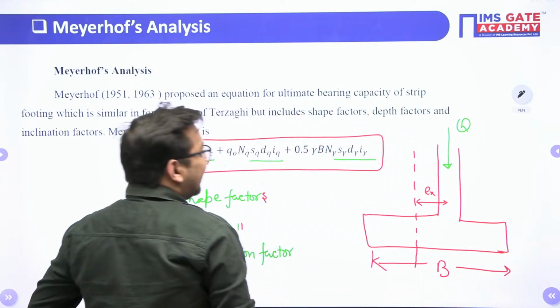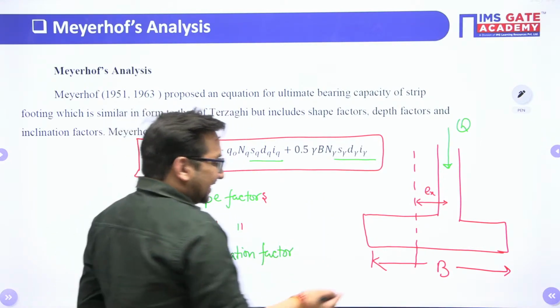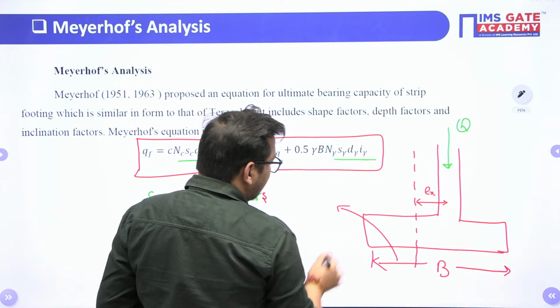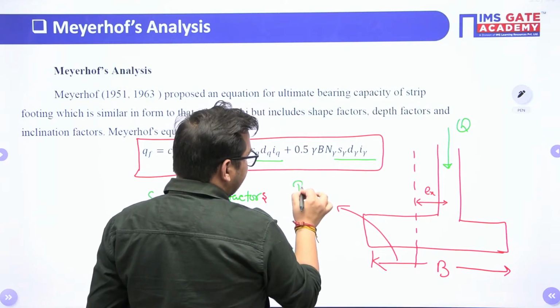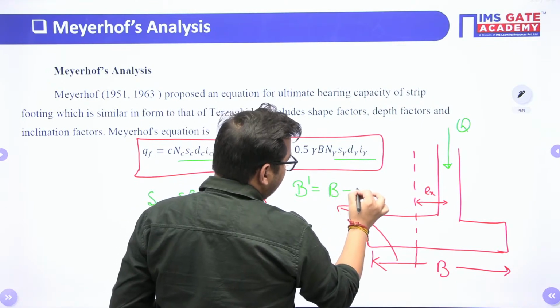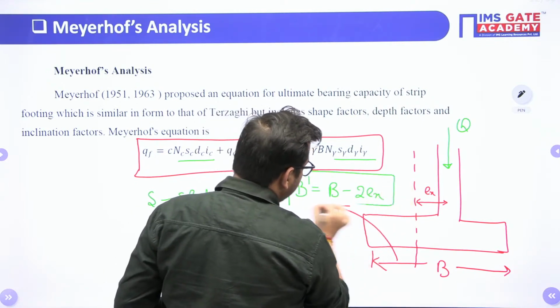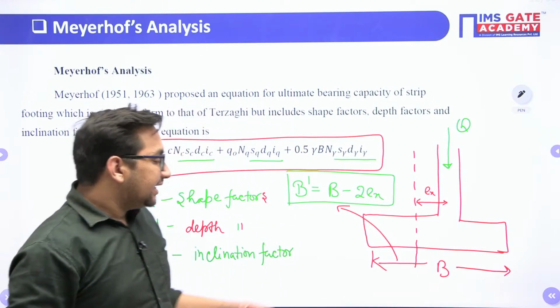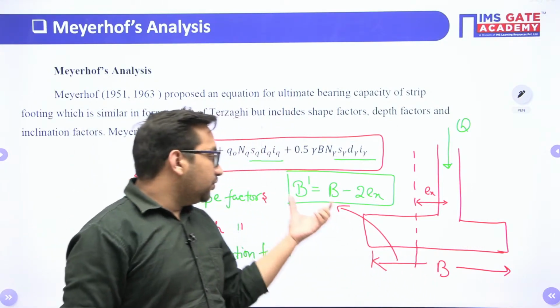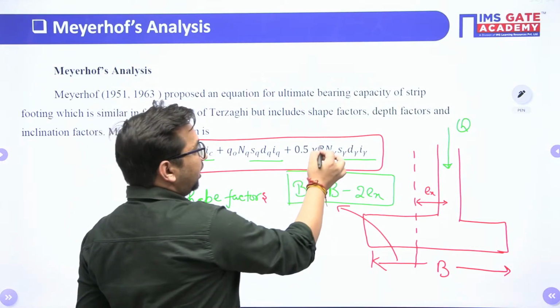So here to take into account this eccentricity, we use this effective width. How to take into account? We use the effective width B dash, and that B dash will be B minus 2 times of this eccentricity. Clear? So if eccentric loading is given to you, instead of this B, we have to use this effective dimension, right? So this effective dimension will be used here.